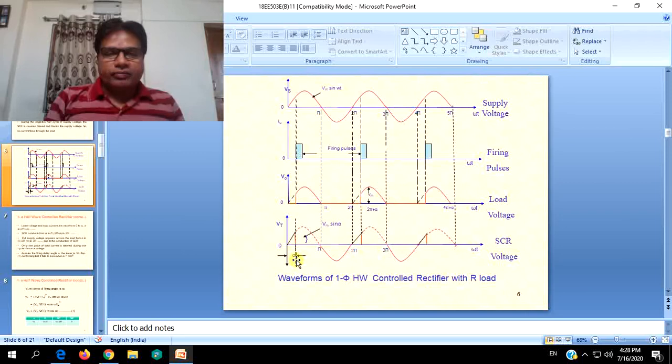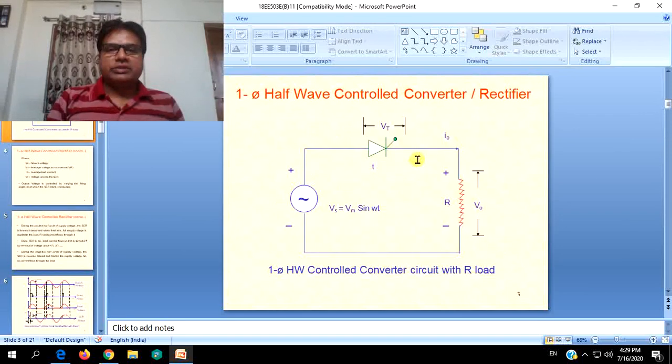And the last one, which you have to understand from the total waveforms, is the voltage across the SCR, VT. This blue curve is the voltage across the SCR. Now once you switch on the supply, nothing will happen, as the SCR is forward biased but not conducting.